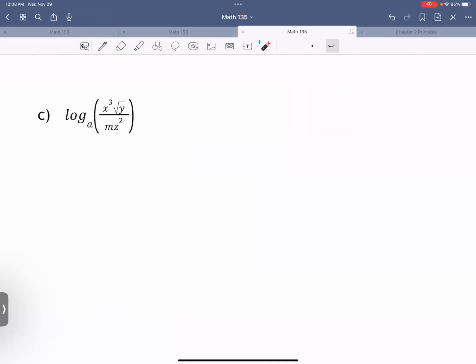All right. Let's start going over this one. Okay, this is log base A. Don't worry about that it's A and not a number. It's just a variable, of all of this stuff put together.